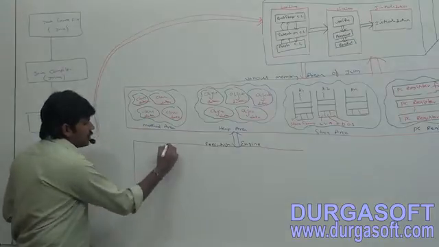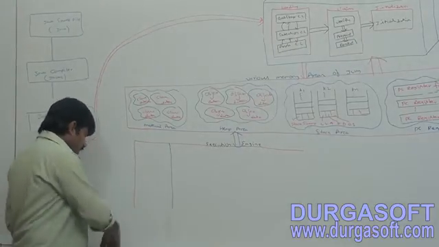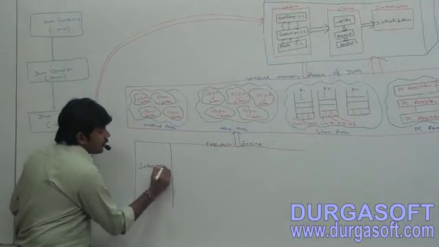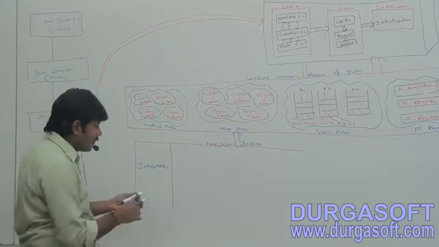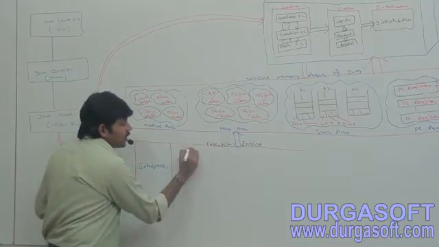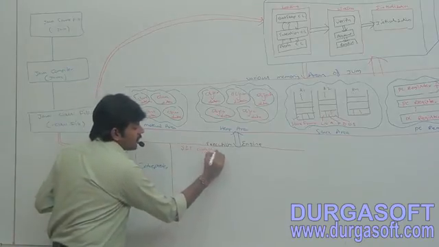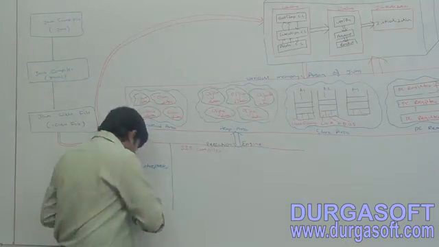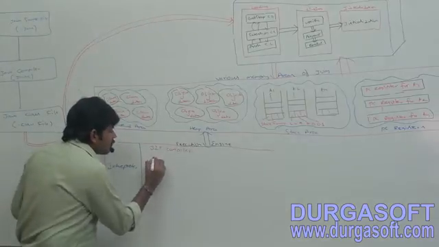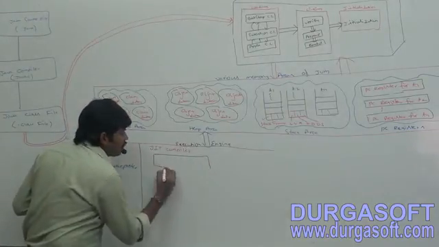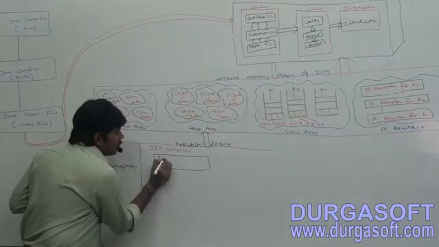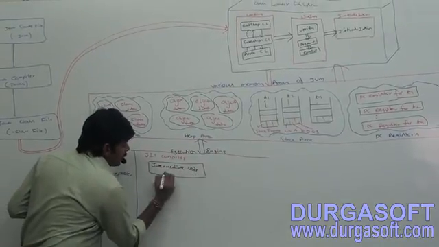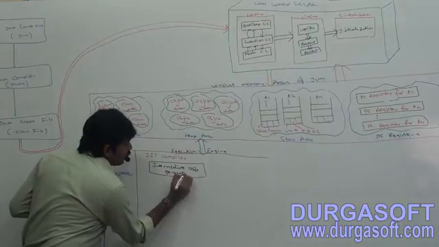The first part is the interpreter. Have you remembered? The second part is the JIT compiler. How is the JIT compiler going to work? What are the various components inside it? The first component is the intermediate code generator.